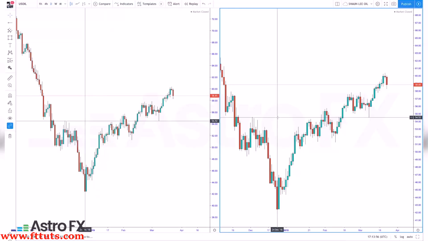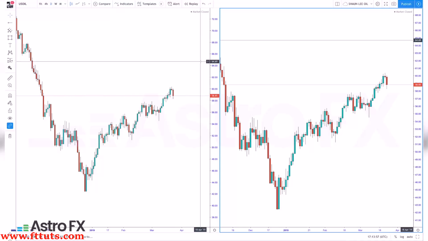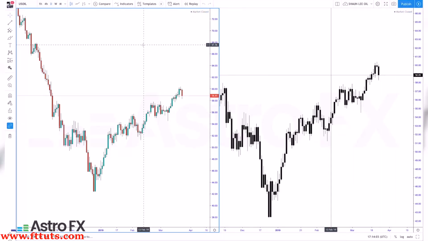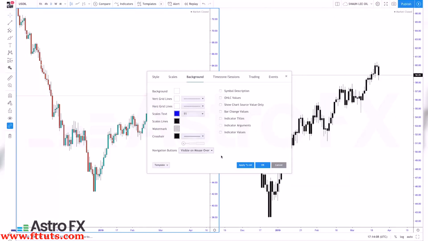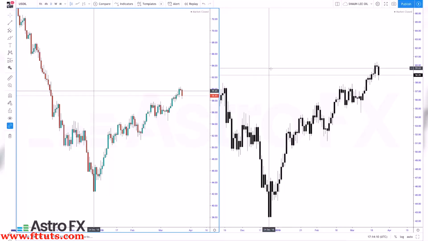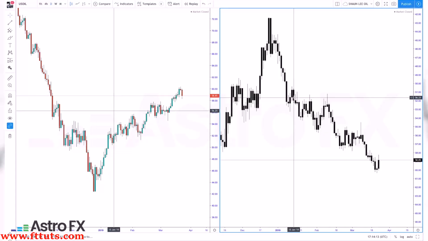Sorry, let me just refresh. I'll reload this chart. So over here we have, let's do the crosshair once again. Background crosshair, we want that solid, okay, solid. And we go option I, flip the chart.